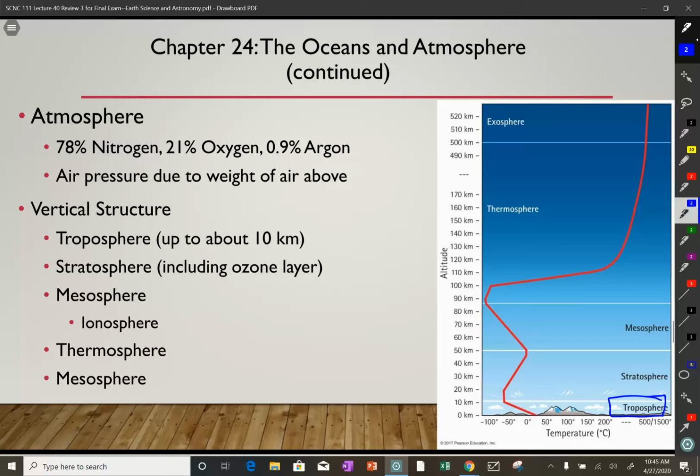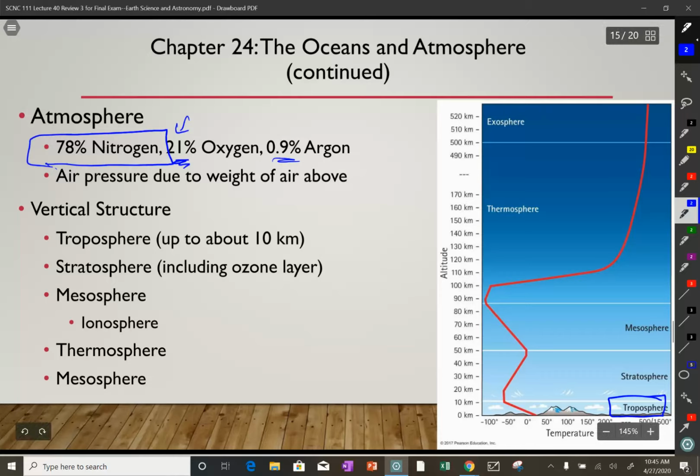And the atmosphere is 78% nitrogen. Can we breathe nitrogen? Well, sure, it can go in and out of our lungs. What does it do? Well, nothing for the most part. It's that 21% oxygen that's important to us. And then about 0.9% argon. Very trace amounts of anything else. And it's that 21% oxygen that we really like. It's what we live on.